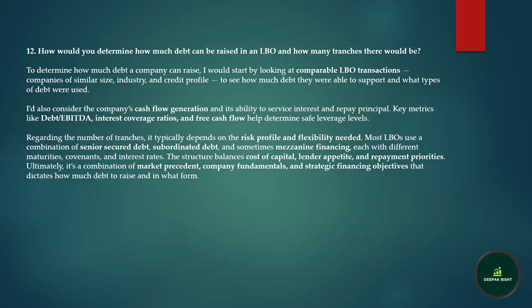So if we start with the market benchmarks, this means that we will look into the industry size and the business model. We also look at ratios like the debt to EBITDA ratio, interest coverage ratios, and typically the capital structures of comparable companies. Then we analyze the company's cash flow and coverage ratio using interest coverage ratios, which is EBITDA or EBIT by interest expense, or EBITDA by cash interest. Then the other key metrics are fixed charge coverage and free cash flow stability.